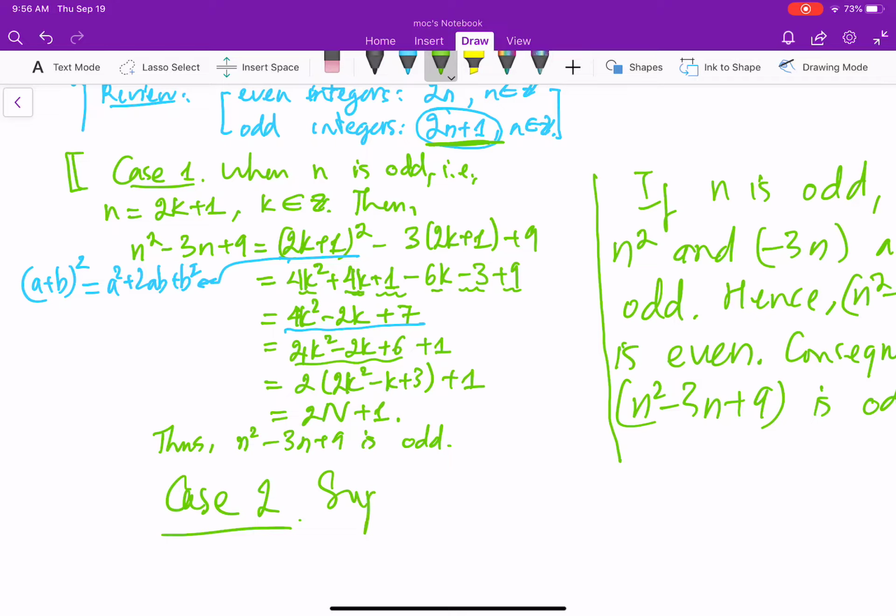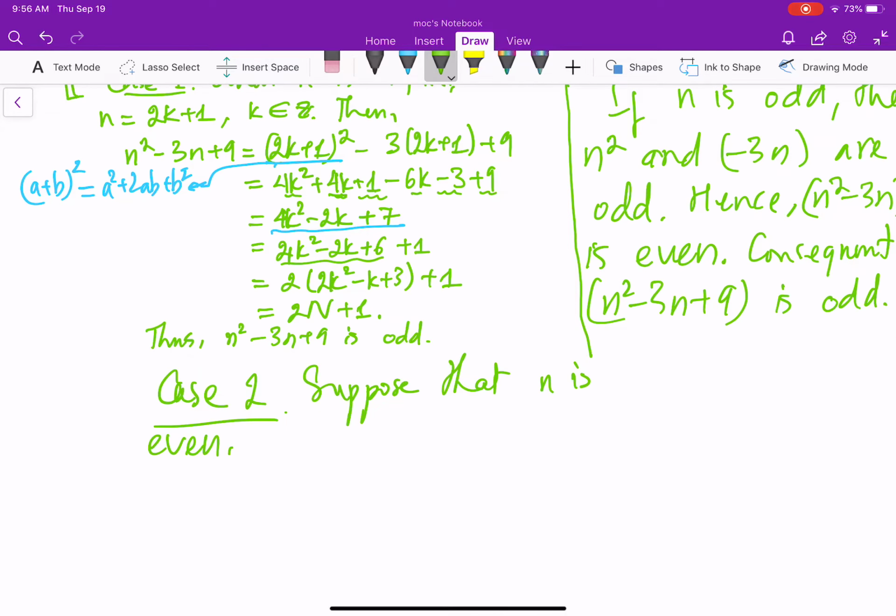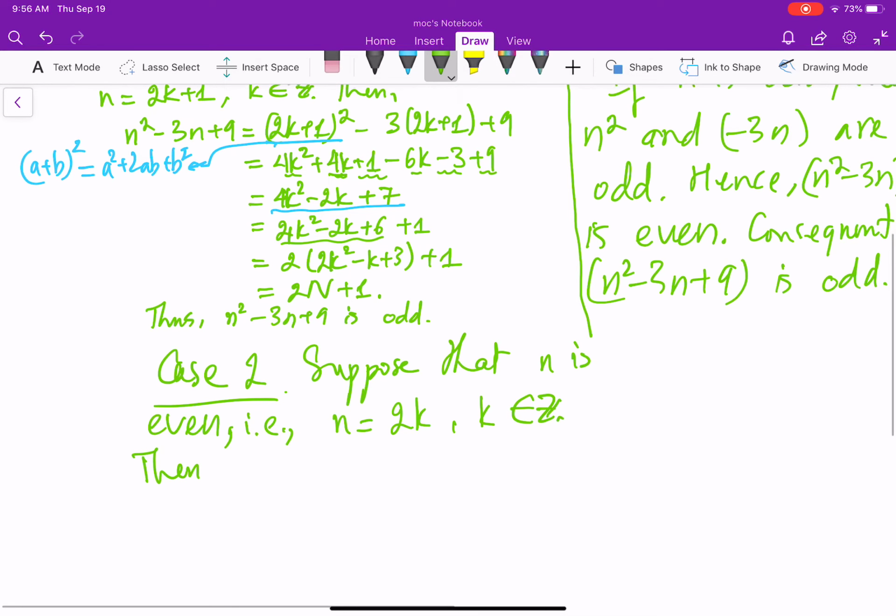Suppose that n is even. That means n is equal to 2k for some integer k. Then we can rewrite. We have to be very careful.